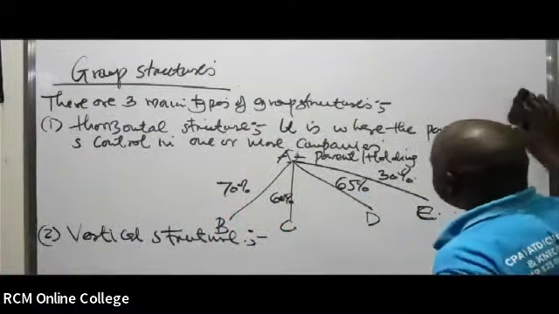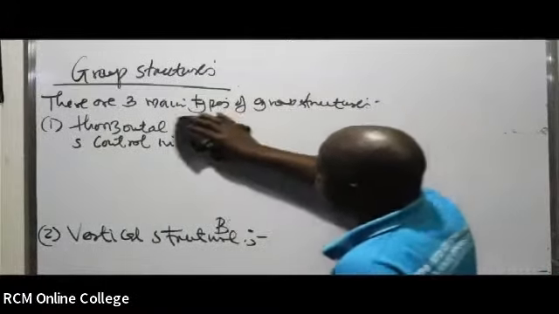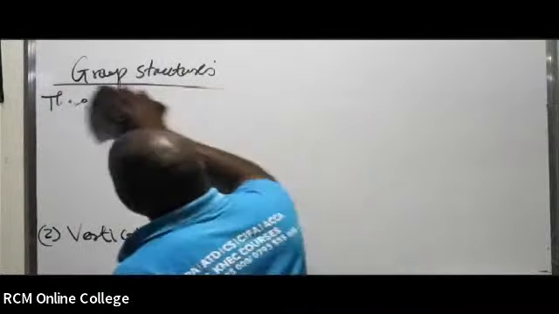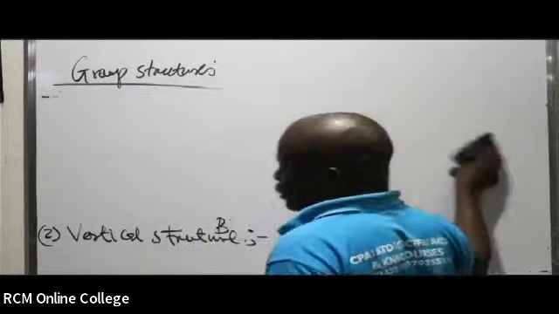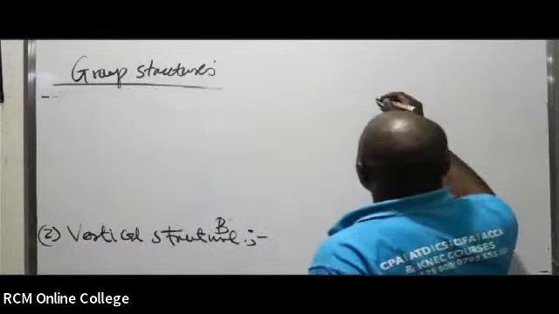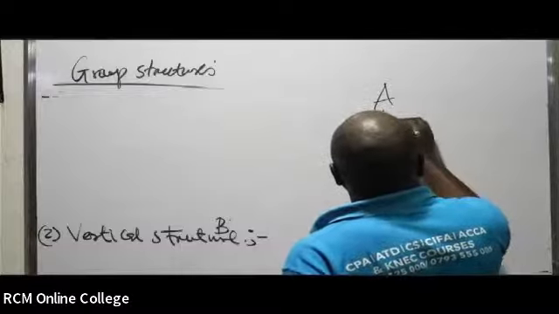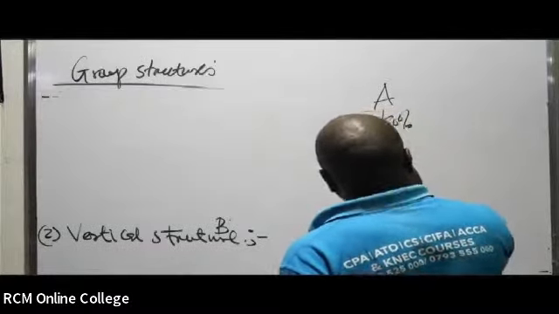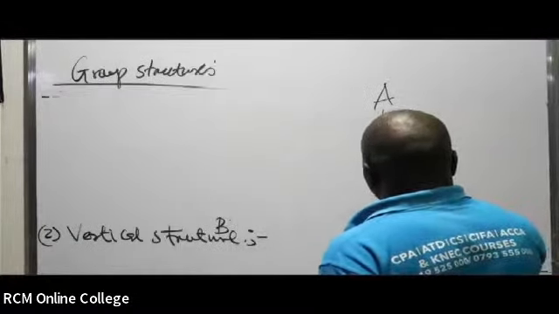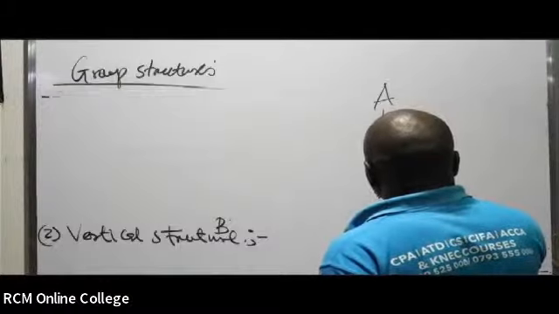And therefore, this one will look like this. The vertical one goes vertical. So in this case, you have A. It acquires a controlling interest in B. So this one could be 80%. Then this B, the subsidiary, acquires a controlling interest in another company C. So this one could be 90%.